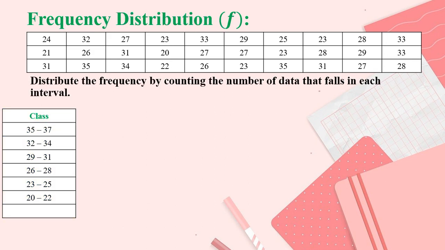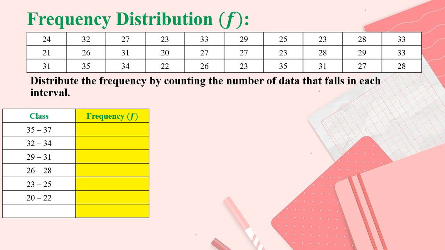Next in our table, we need to distribute the frequency by counting the number of data that falls in each interval. Kukunin na po natin yung frequency. At para makuha natin yung frequency, kailangan muna nating magtali. Aalamin natin kung saan po pasok yung bawat data na to sa ating classes. Okay? So, umpisahan na natin ang pagtatali.